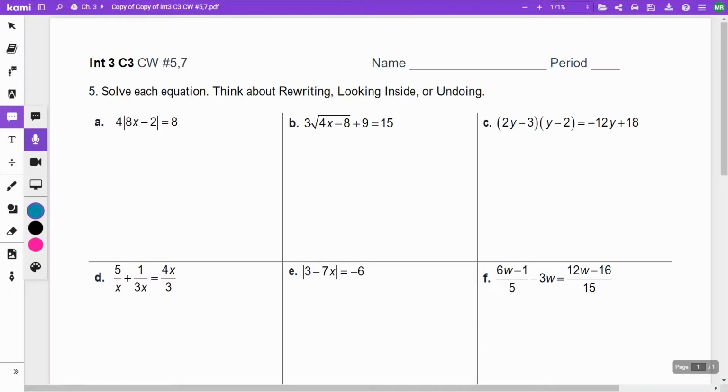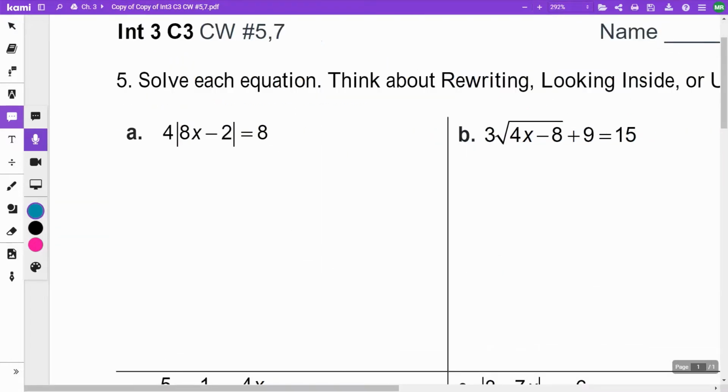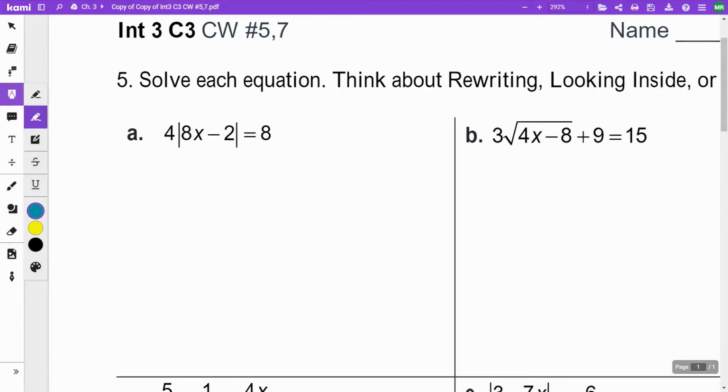So this video is for integrated 3. This is the chapter 3 classwork, number 5 and number 7. So we did some of this in class today. I'm just going to speak about these just to make sure everyone understands.